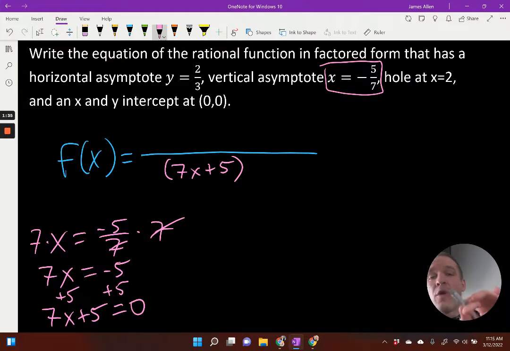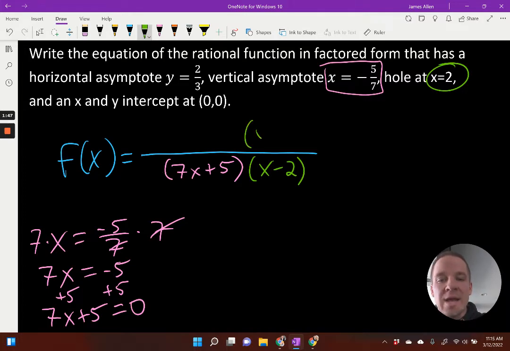Next up, we have a hole at x equals 2, so let's do that one in green. If there's a hole at x equals 2, that means I'm going to have an x minus 2 as my factor. That one's easy to backwards engineer. And I'll have an x minus 2 up here as well because it needs to be able to cancel out. That's what creates the hole.